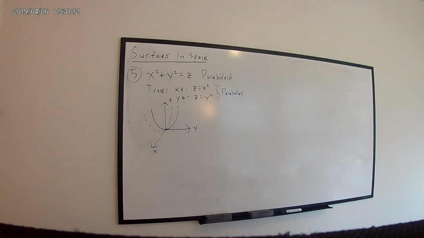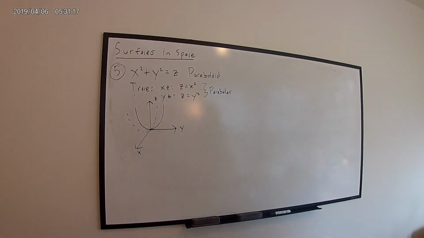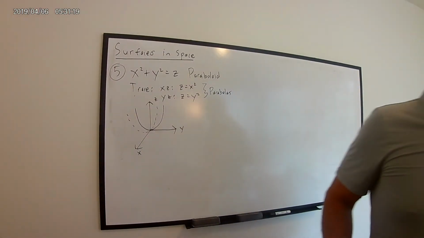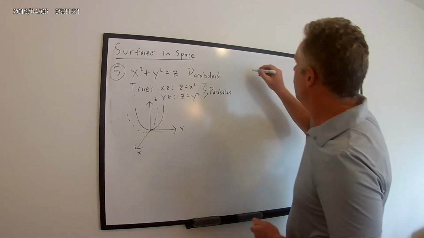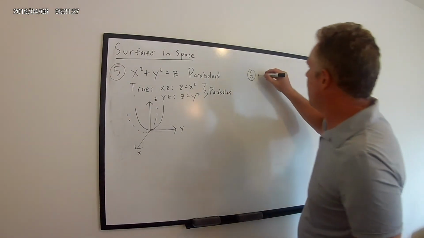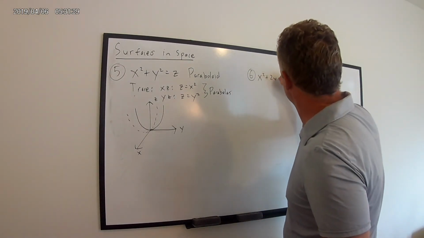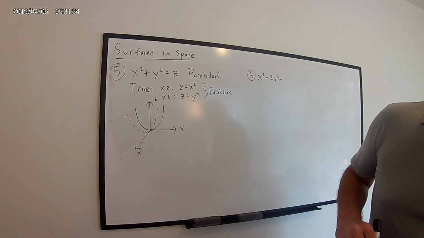Let's come back and do one more example. Like I said, I'll do a couple more examples tomorrow in class. Why don't we do this example? This is closely related to this example. What if we change one of the coefficients here? What if we have x squared plus 2y squared equals z?